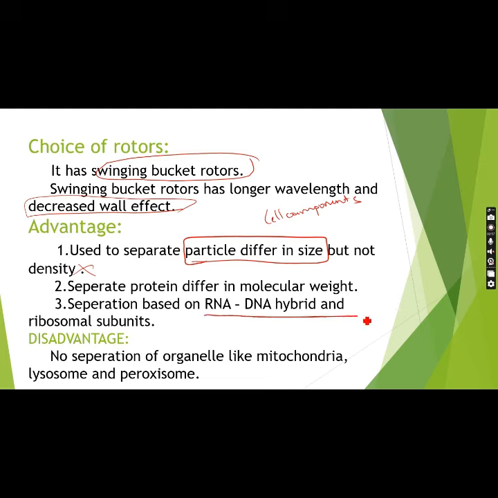Even RNA-DNA hybrids and ribosomal subunits can be separated. Proteins which differ in small molecular weight can also be separated, because it's a fragile process. But cellular components like mitochondria, lysosomes and peroxisomes cannot be separated by this method.